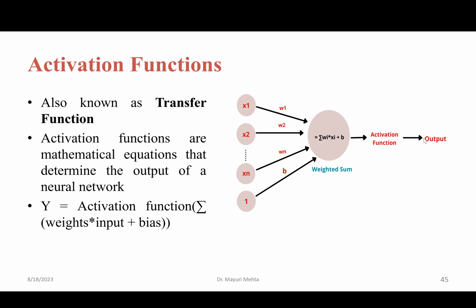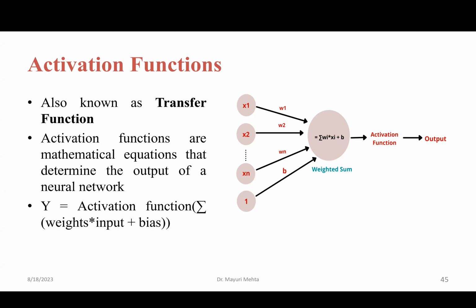As I told you, it determines whether to activate the neuron or not. So activate or not. So it is like output should be yes or no. So it maps the resulting values between 0 to 1 or -1 to 1, etc. Like different ranges are there. I'll show you. And this range depends on the type of activation function you use. And this activation function creates a range for the values.